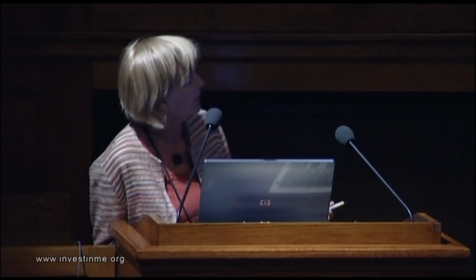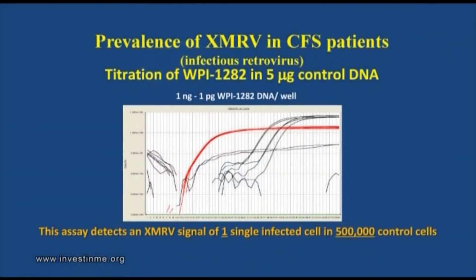We can show that we can detect a single cell from the cell line. We wanted to see, could we see the single cell if it was in a bed of negative cells? So we repeated the same analysis. Again, we used this WPI cell line, but now we added 5 micrograms, which is 500,000 times more, control DNA, negative DNA, which we had before defined as not having any of this virus.